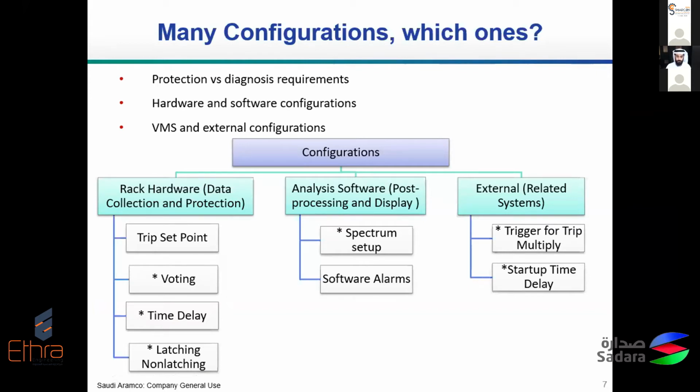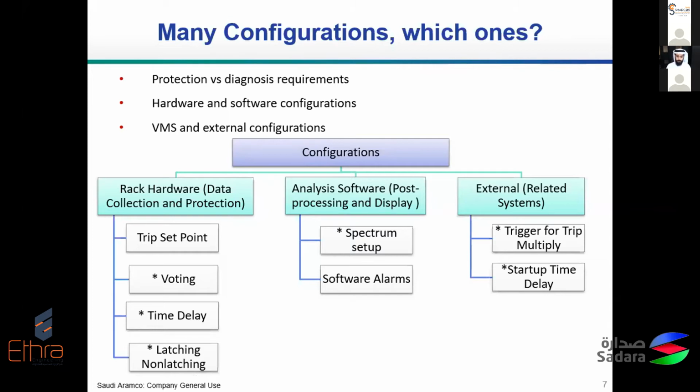The second category of configurations is not really meant for protection. It is meant for diagnosis, in order to troubleshoot if there is a problem. And these configurations are in the analysis software. So if you are interested in seeing the spectrum, for example, you need to set the parameters for the spectrum or the parameters for other related plots. You can see them in the software related to the analysis.